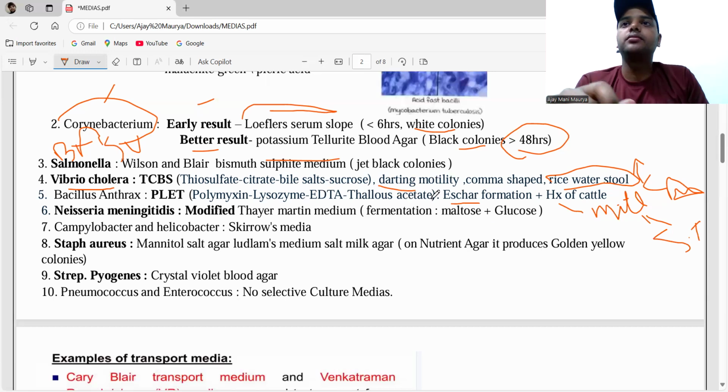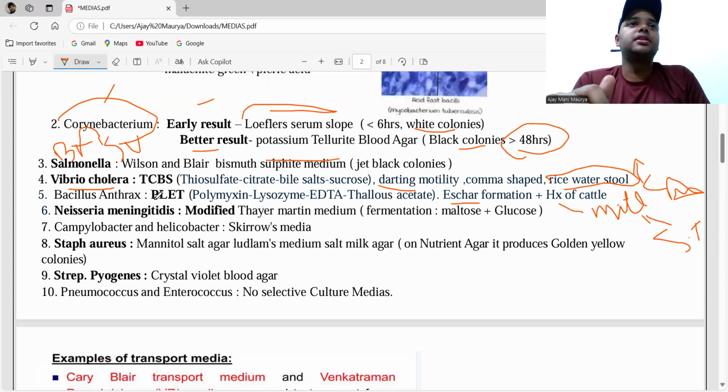It is the history of cattle. Now if there is a black color scar formation plus mite, it is the scrub typhus. Done. That is anthrax, okay? Remember, guys, very, very important one.